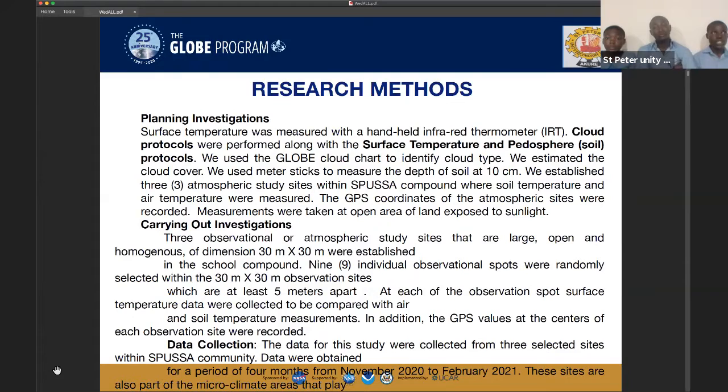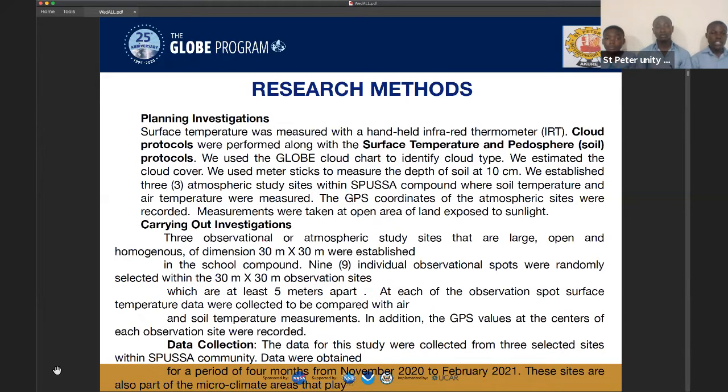We also established 3 observational sites within the Sepulchre Unit Secondary School compound, and these are the school field, the school farm, and the cement floor. The soil temperature was measured with a 4-in-1 soil tester, and our air temperature was measured with a hygrometer. The GPS coordinates of the Akure site were also recorded with an eTrex 10 GPS device.